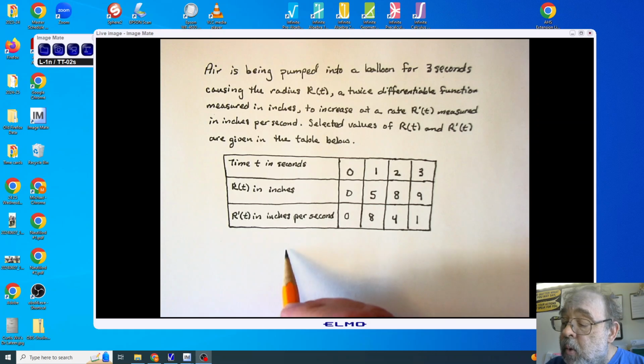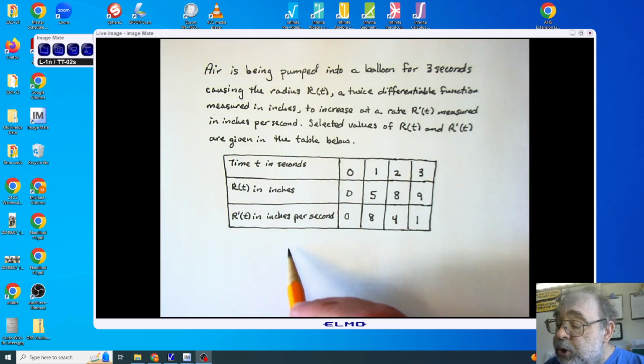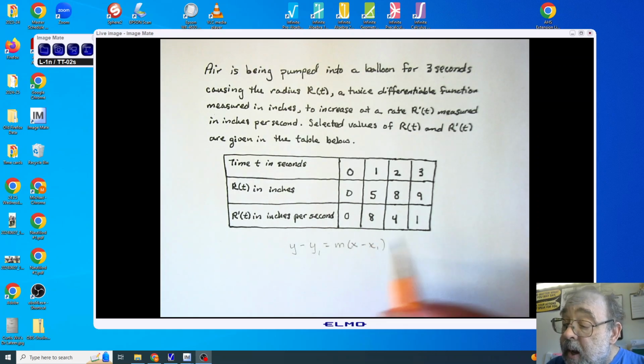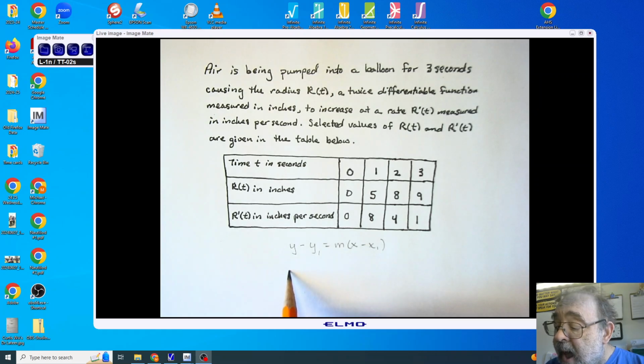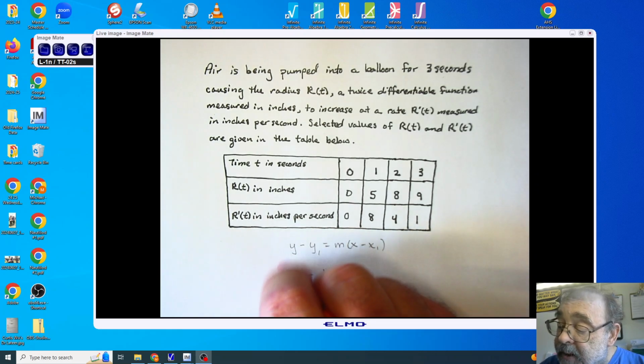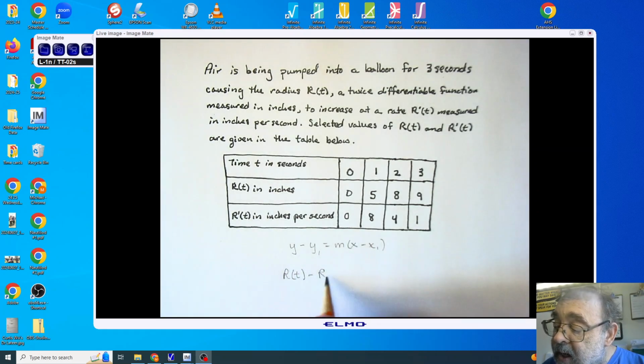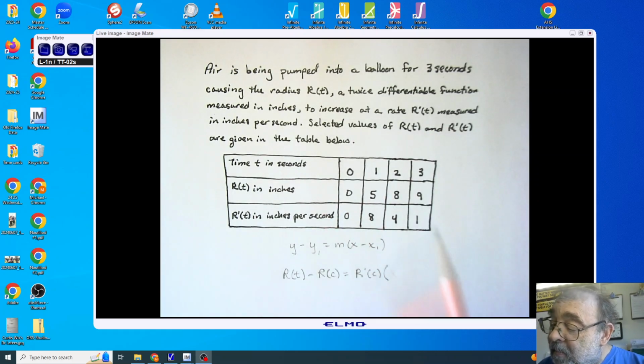Now be aware we are going to be using point slope form, which in general is y minus y1 equals m times x minus x1. If we were to translate this, we would have r of t minus r of c equals r prime of c times t minus c. There we go.